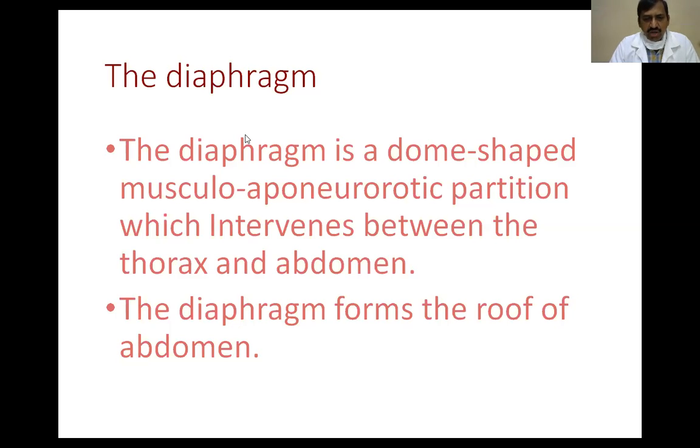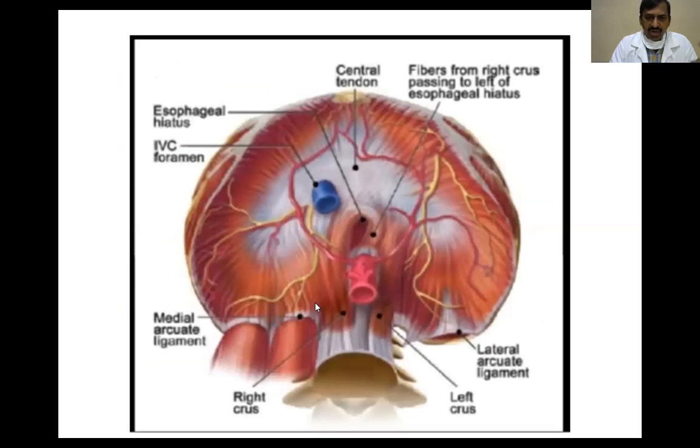Diaphragm, especially the thoracoabdominal diaphragm. The diaphragm is a dome-shaped musculo-aponeurotic partition which intervenes between the thorax and abdomen. The diaphragm forms the roof of the abdomen. Okay, you see here, this is the thoracoabdominal diaphragm. It is a musculo-aponeurotic structure. It divides the trunk into two parts. Upper part is the thorax, lower part is the abdomen. That is why it is called thoracoabdominal.